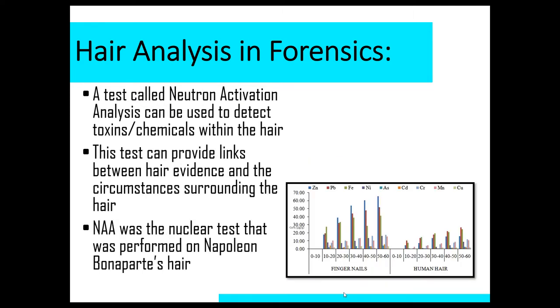So it was believed that he died of stomach cancer, although for years there was a lot of speculation that he was poisoned. And then in 1960, the neutron activation analysis test authenticated that the hairs that were collected after Napoleon's death contained trace amounts of arsenic. So they believe that he was poisoned via arsenic.